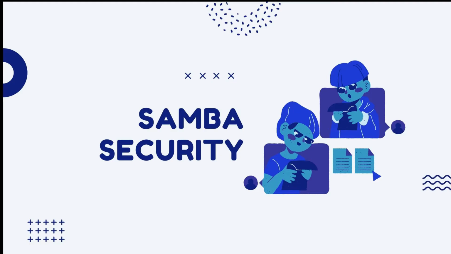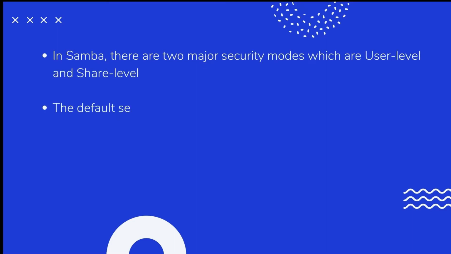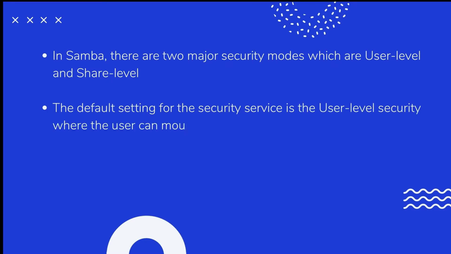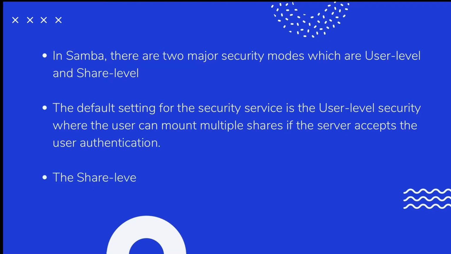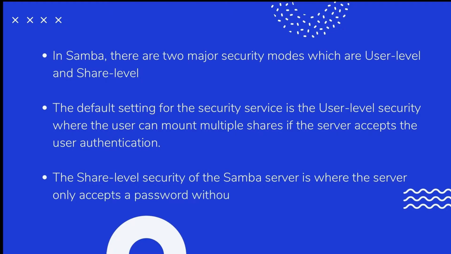What is Samba Security? In Samba, there are two major security modes, which are user level and share level. The default setting for the security service is the user level security, where the user can mount multiple shares if the server accepts the user authentication. The share level security of the Samba server is where the server only accepts a password without a username.